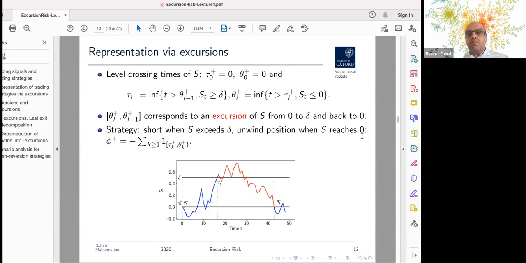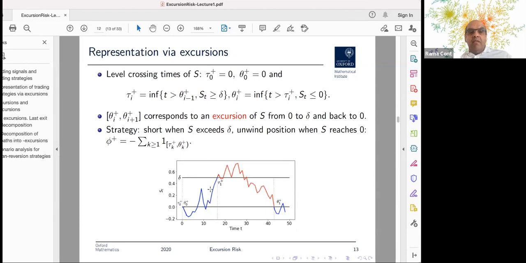That's it. Remember that in pairs trading, S is the difference between two stocks. So it's simply a portfolio long and short. So shorting it means taking the opposite weights. So there's no problem.